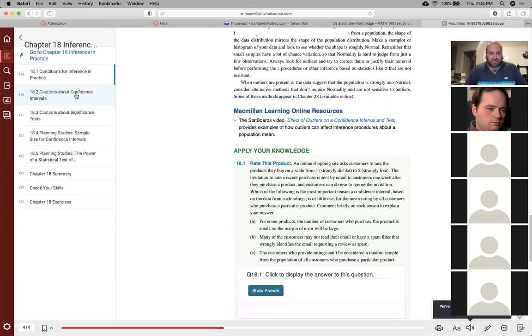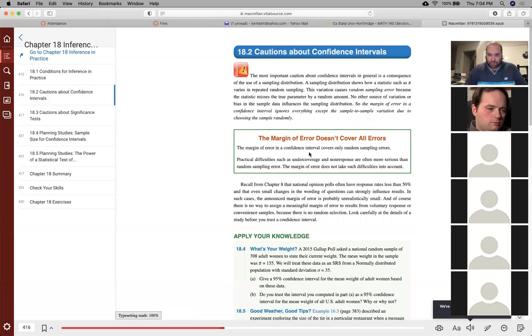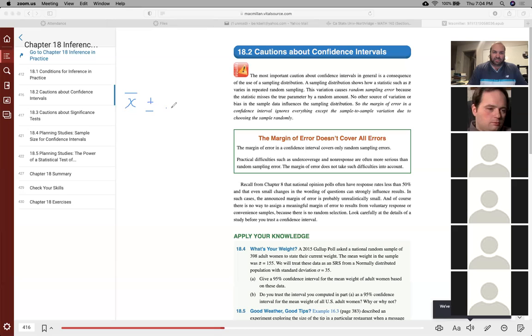So let's look at specific cautions about confidence intervals. This is the big one. We know the confidence interval is x bar, the sample mean, plus or minus z star sigma over the square root of n. So this plus or minus part, this thing at the end, z star sigma over the square root of n, is called the margin of error, which we'll just use the letter m to denote. Okay, the margin of error is z star sigma over the square root of n.